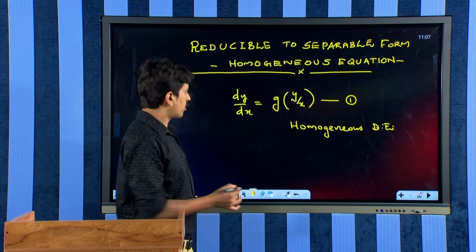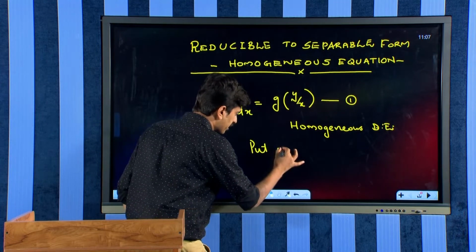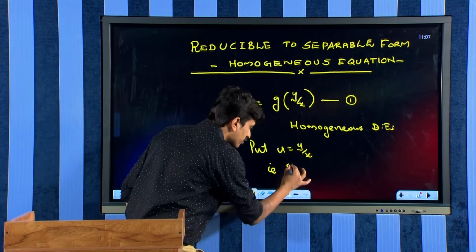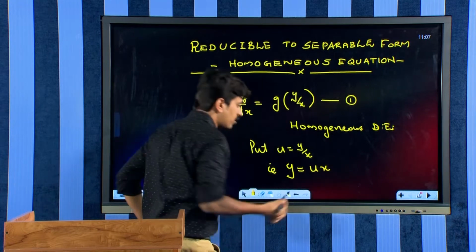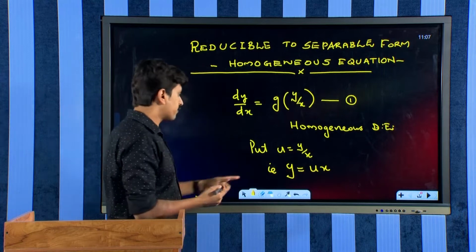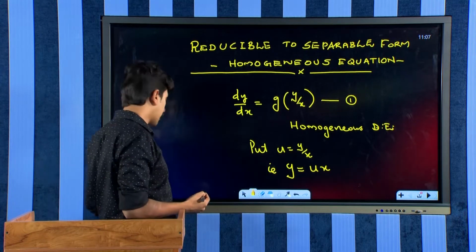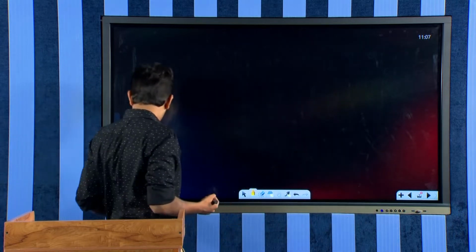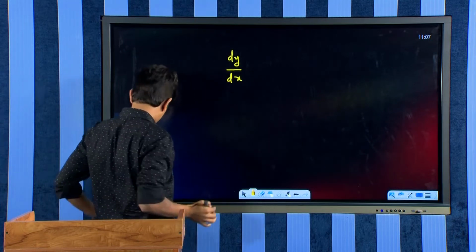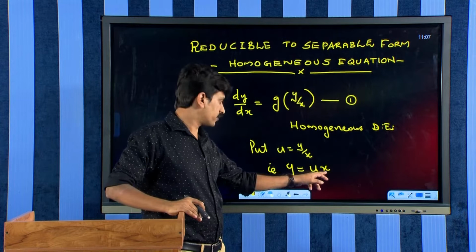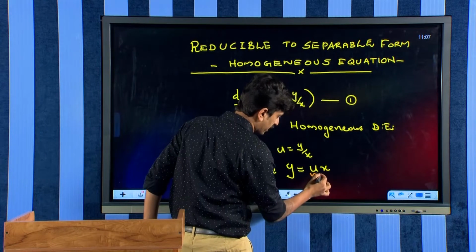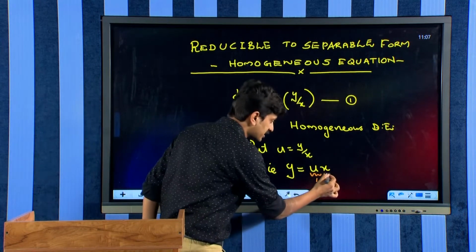So, we put u is equal to y by x, that is, y is equal to ux. We will differentiate. We have to find the value of dy by dx in new terms, that is why we find dy by dx. So, dy by dx is equal to the derivative of u times x. We consider u as the first function and x as the second function.